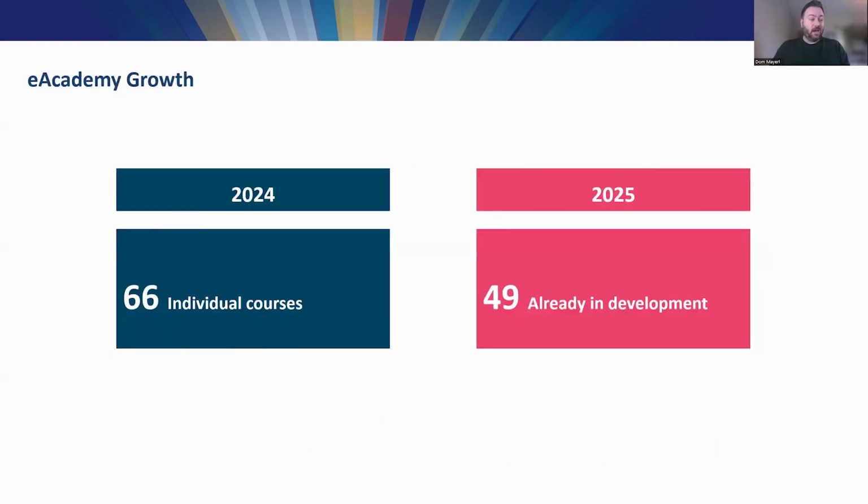So as we hopefully eventually implement the AI chatbot, we have to bear in mind that the eAcademy as a whole is growing all the time. In 2024, by the end of this year, we will have across the whole eAcademy 66 individual courses. That's probably gone up even now since I'm speaking, that are available and already in development, including network automation, quantum, and OTFN and other modules that are being created. There's 49 already in active development.